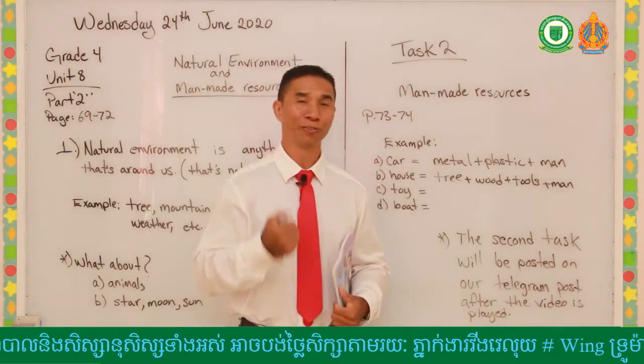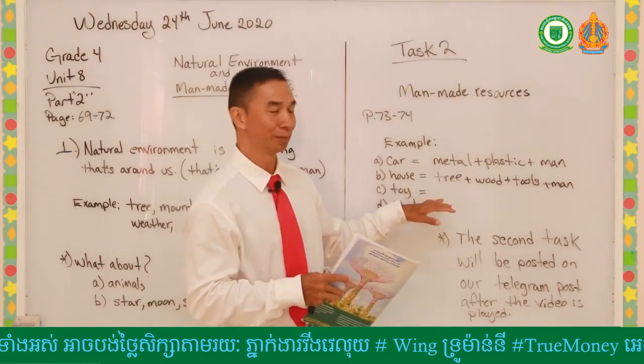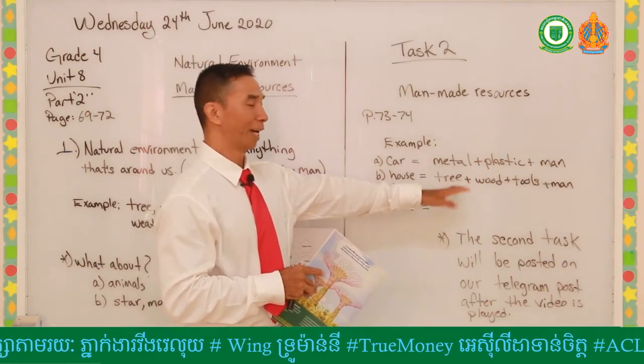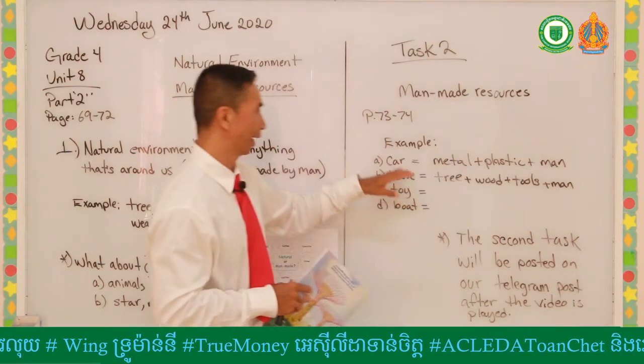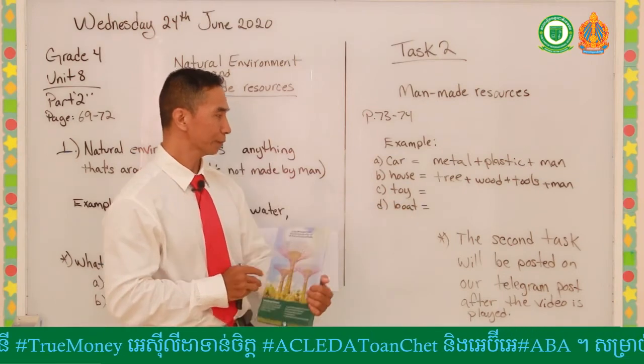Now, do you remember anything from our last week's video about how certain items or certain objects can be created by natural resources? And also the power of man to create a car, a house, a toy, or a boat.